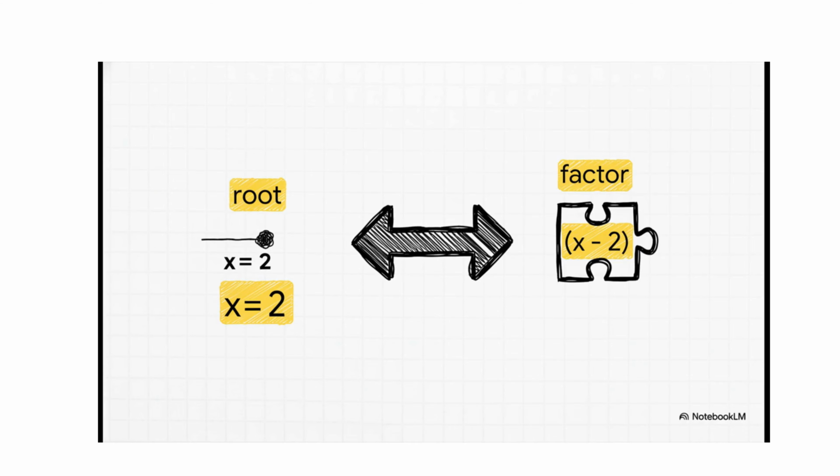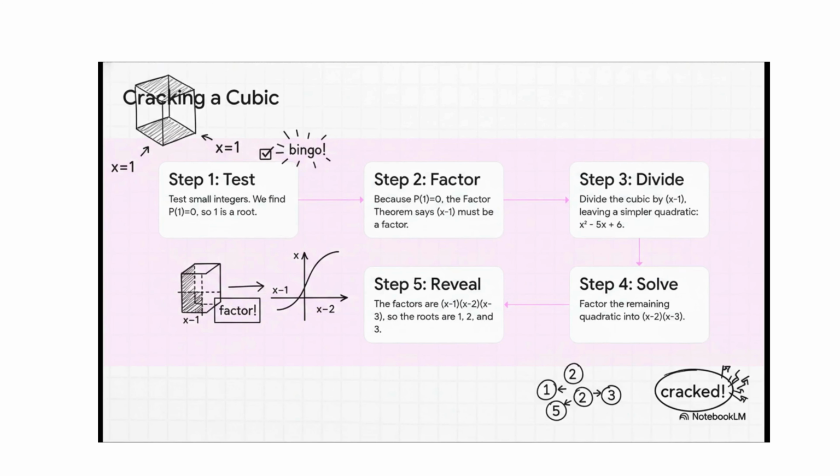It tells us that, without a doubt, the term x minus 2 has to be one of the building blocks, what we call a factor, of our polynomial. This is the big secret, the factor theorem. If you know a root, you automatically know a factor. And if you know a factor, you know a root. It's this perfect two-way street, and it is the master key to breaking these big polynomials down into smaller, manageable pieces. Let's actually see this in action.